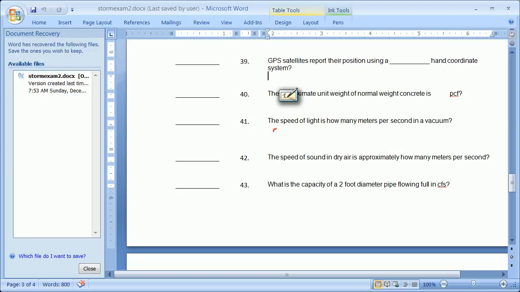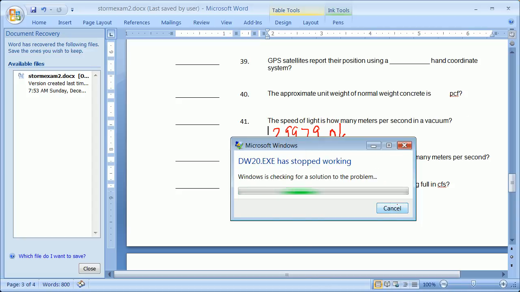Speed of light, 2.9979 times 10 to the 8th meters per second.